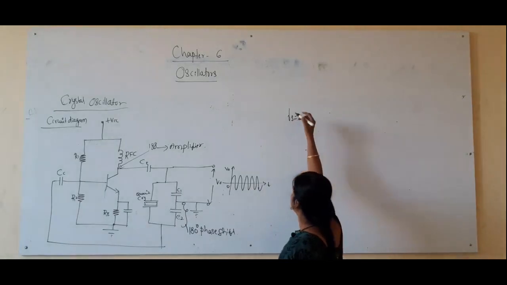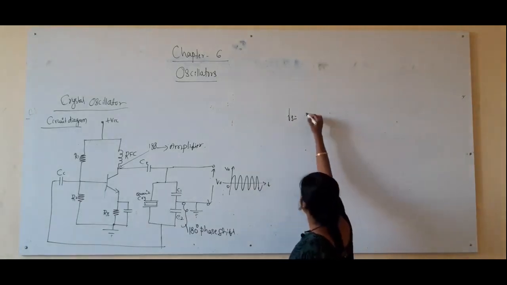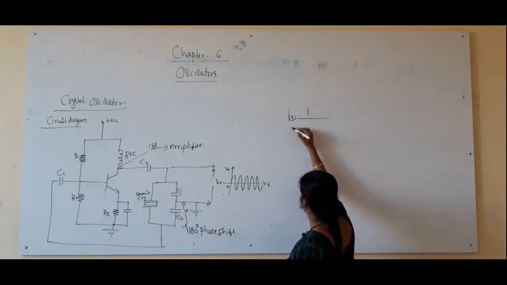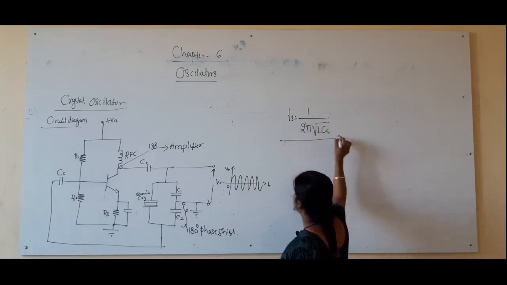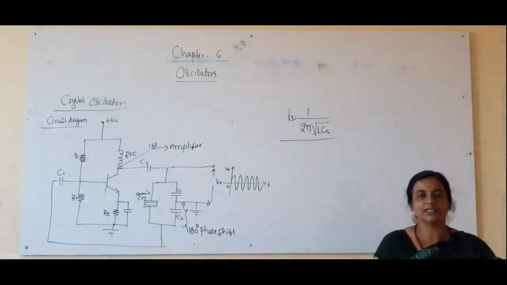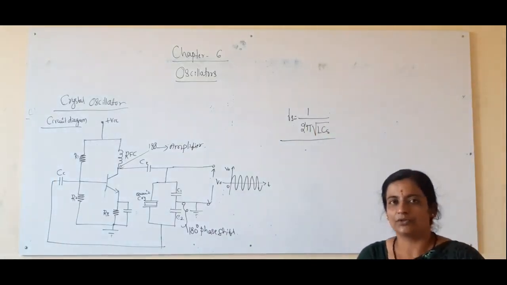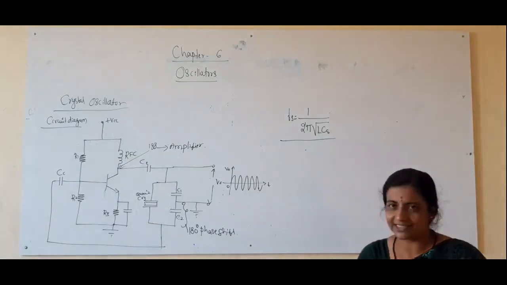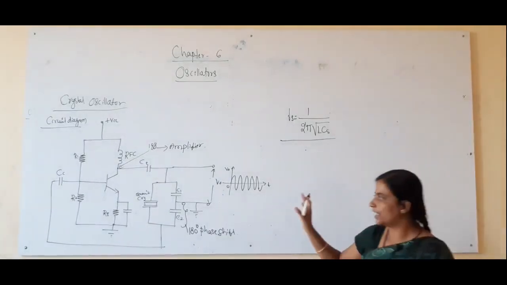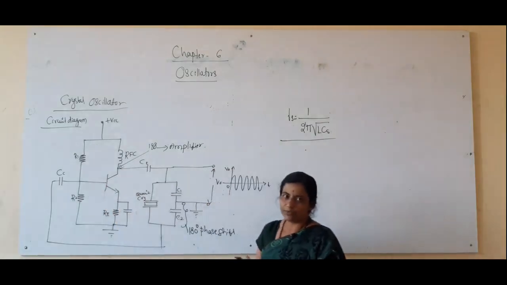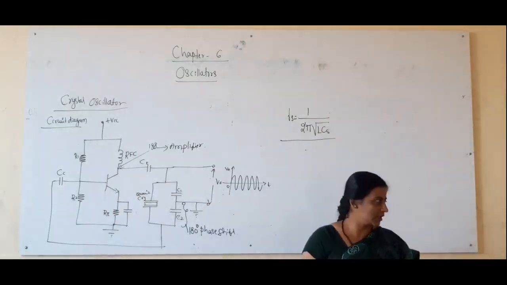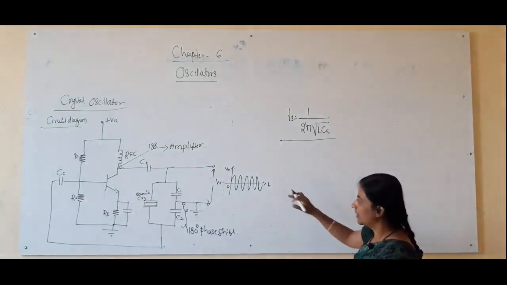The frequency of oscillation is given by the series resonant frequency of the crystal oscillator, that is f equals 1 divided by 2 pi root of L CS. This is the frequency of oscillation of this crystal oscillator circuit. In the examination, you have to draw this circuit, explain the different resistor components and their purposes in the circuit, and not only that, you have to explain the working.